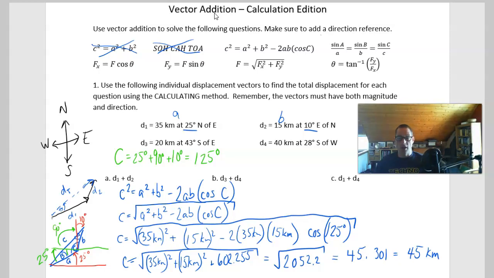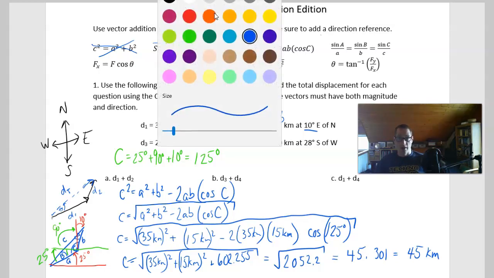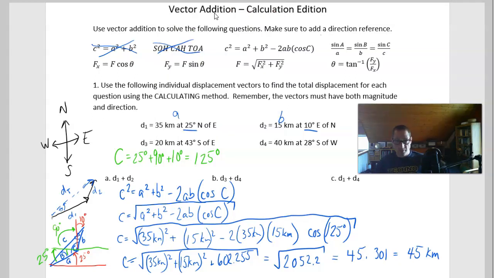It gets a little more complicated when the two vectors are not at a 90-degree angle. You have to start using these equations here and here. Now, we don't have the angle yet. This is the equation I'd use for the angle. Let's see if I can do that real quick, right to the side. I'll do it in orange.